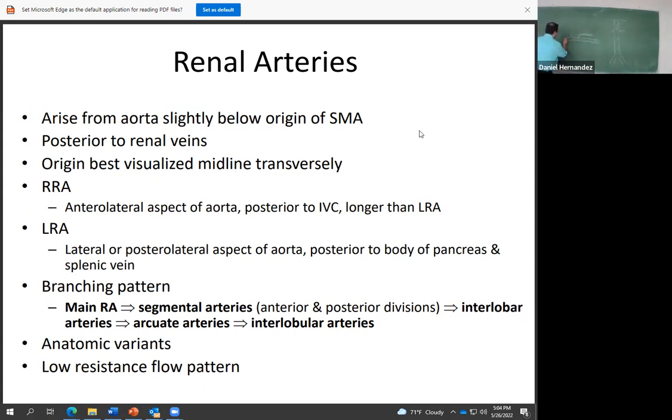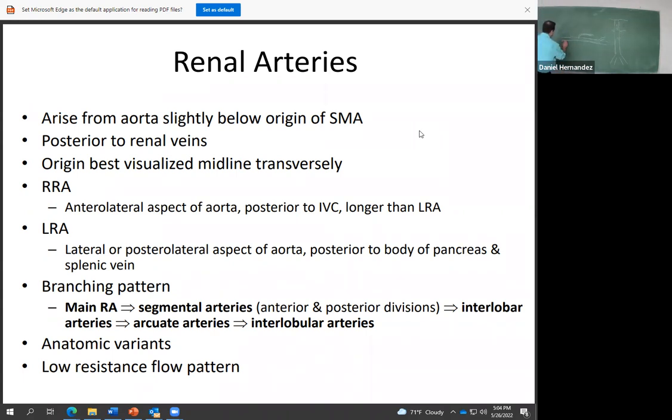Just going to go back a little bit to discuss one more thing. When you're imaging the aorta, we break it up into segments. You can't image the whole entire aorta in one shot. It's just way too long, way too large. So we break it up into proximal, mid, and distal segments. Just some of the landmarks that we use when we're referring to proximal, mid, and distal aorta.